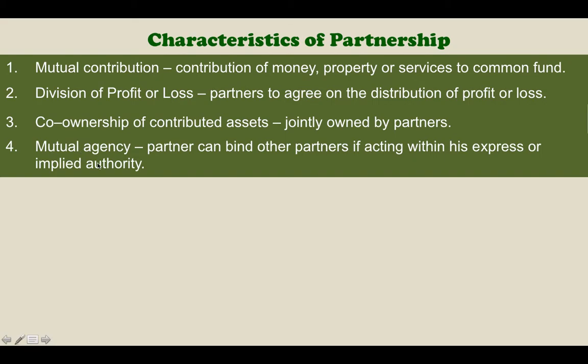Mutual agency. A partner can bind other partners if acting within his express or implied authority. For example, partner A will do certain transactions. Okay? So he can act on behalf of the other partners if that particular transaction is within the implied authority of partner A.